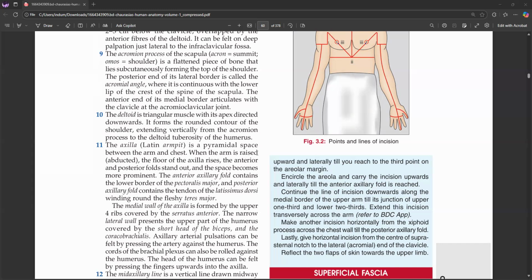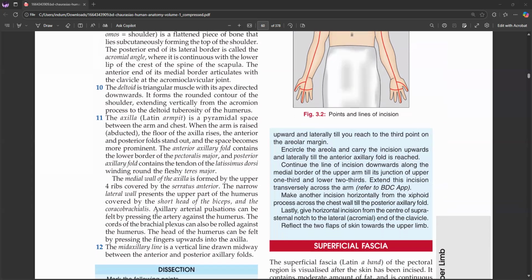The medial wall of the axilla is formed by the upper four ribs covered by the serratus anterior. The narrow lateral wall presents the upper part of the humerus covered by the short head of the biceps and the coracobrachialis. Axillary arterial pulsations can be felt by pressing the artery against the humerus. The cords of the brachial plexus can also be rolled against the humerus. The head of the humerus can be felt by pressing the fingers upwards into the axilla.